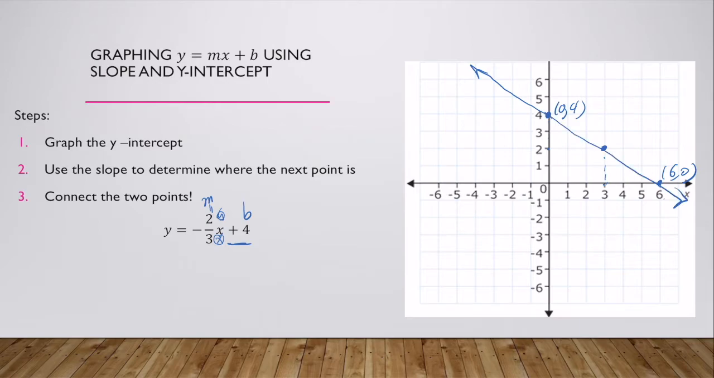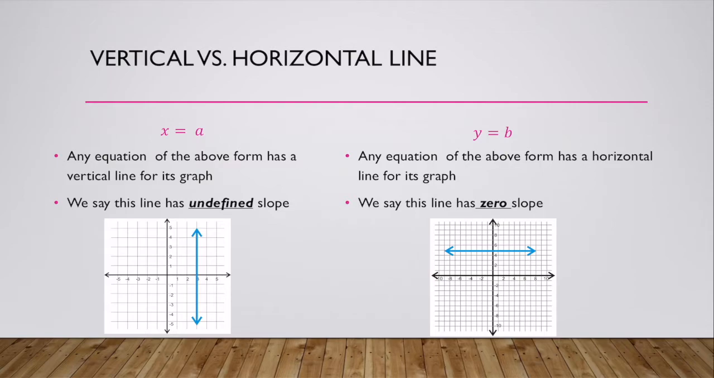There we go. So we've graphed the line y equals -3/2 x plus 4. Now, if I have x equals a constant, that graph is always going to look like a vertical line, and we say this line has undefined slope. If I have y equals a constant, that graph is always going to be a horizontal line, and we say that this line has 0 slope.